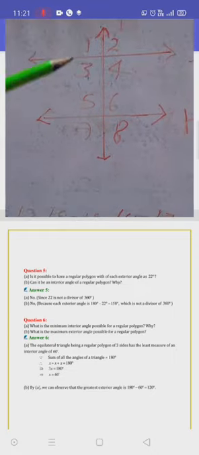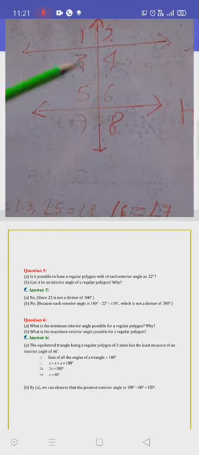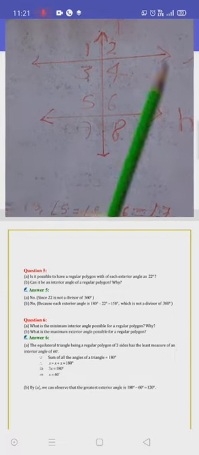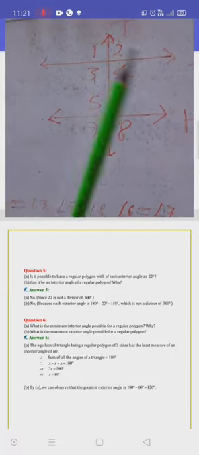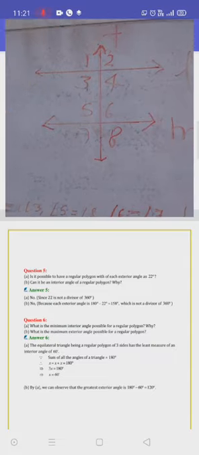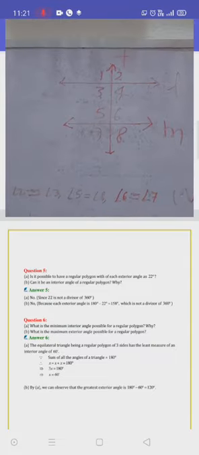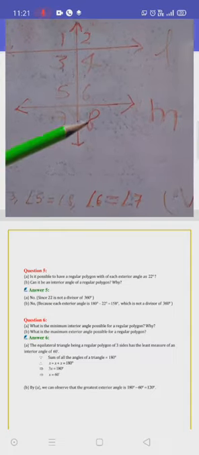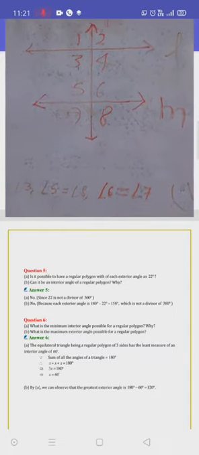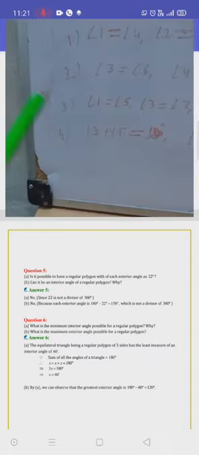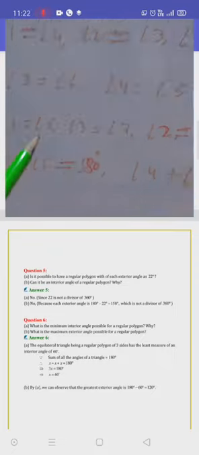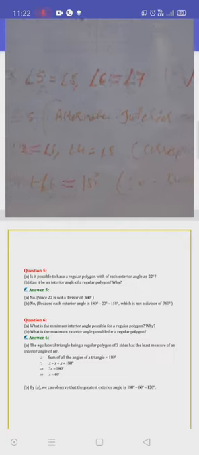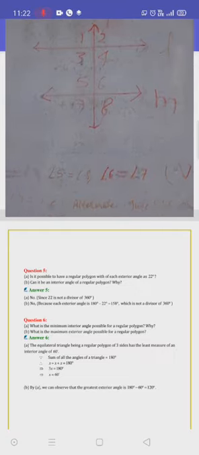Similarly 3 and 7: 3 is below the first parallel line and 7 is below the second parallel line, and both are forming on the same side of the transversal. So this type of angles are called corresponding angles. Similarly we can check 2 and 6, 4 and 8, same pattern. So these are also corresponding, and corresponding angles are equal. Here you see angle 1 equals 5, 3 equals 7, 2 equals 6 and 4 equals 8.